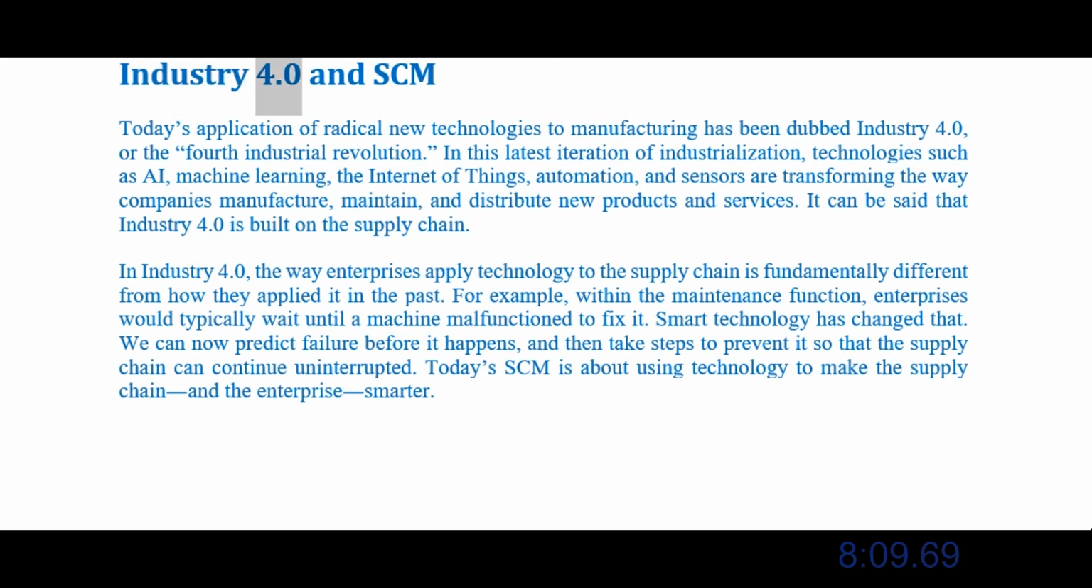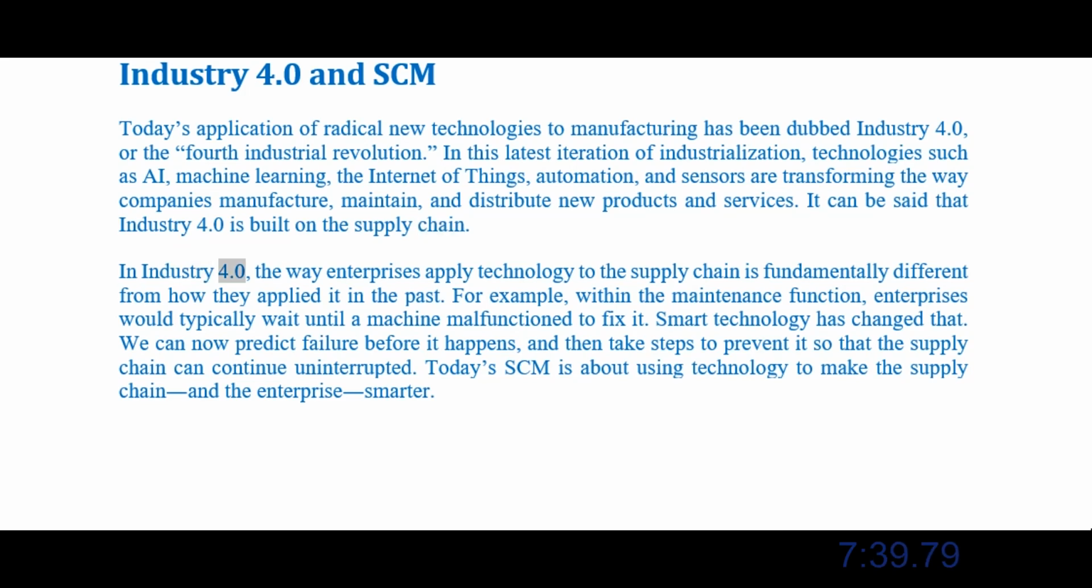Industry 4.0 and SCM. Today's application of radical new technologies to manufacturing has been dubbed Industry 4.0, or the Fourth Industrial Revolution. In this latest iteration of industrialization, technologies such as AI, machine learning, the Internet of Things, automation, and sensors are transforming the way companies manufacture, maintain, and distribute new products and services. It can be said that Industry 4.0 is built on the supply chain.